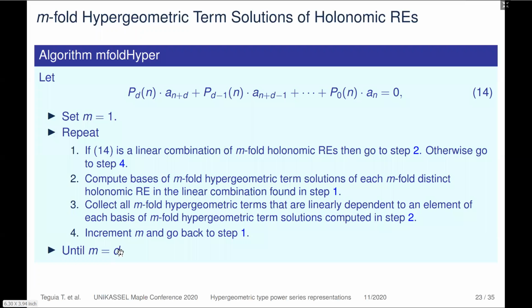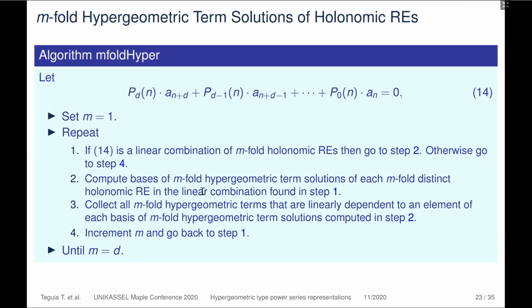The algorithm goes as follows. We have a recurrence equation. We iterate m from 1 to the order of the recurrence equation and compute at each step, when possible, the m-fold hypergeometric term solutions of the m-fold holonomic distinct recurrence equations involved.